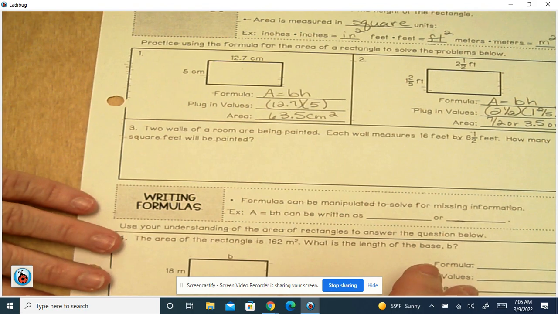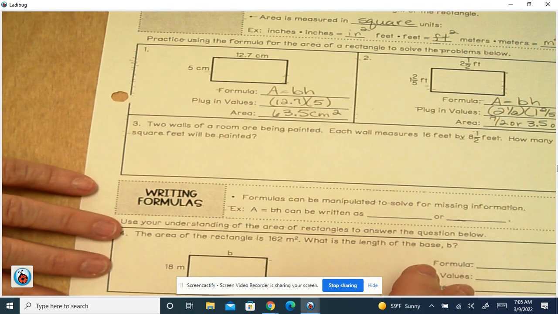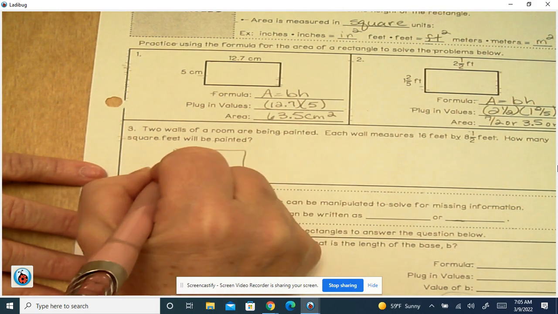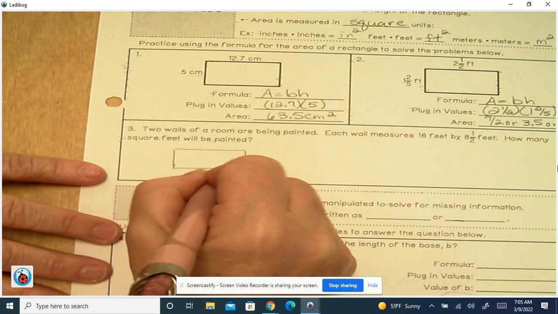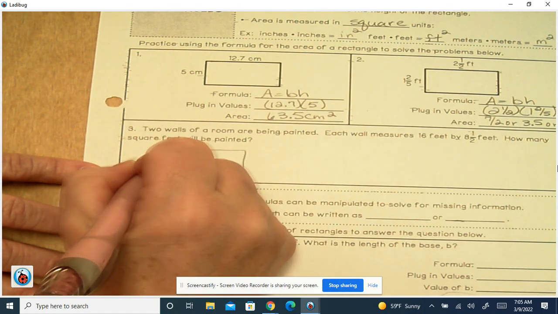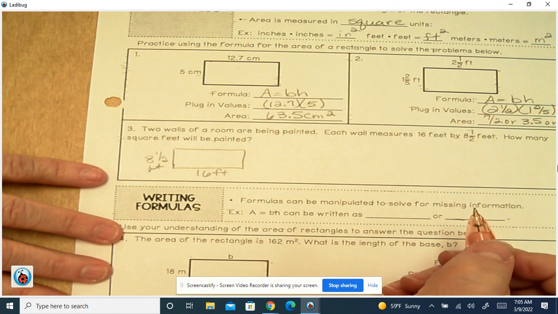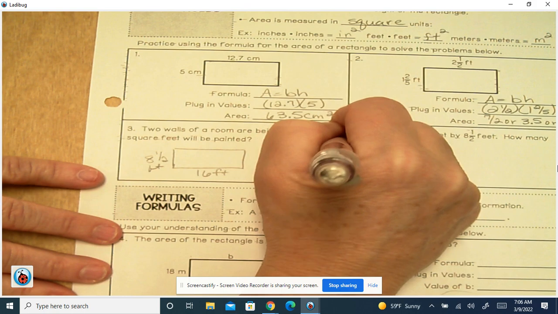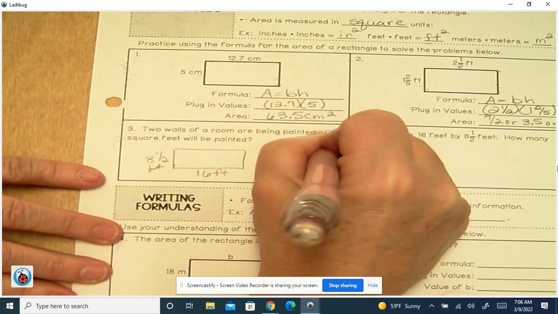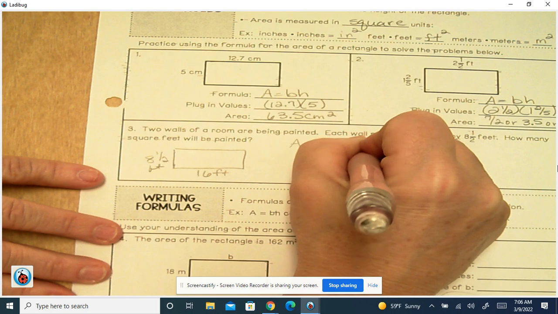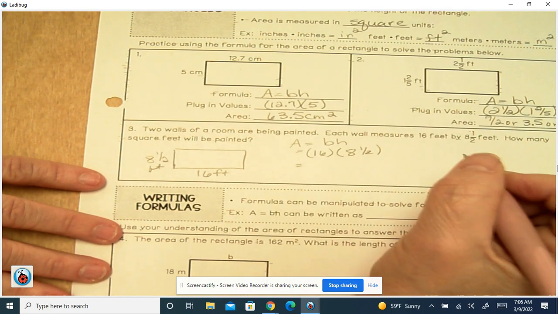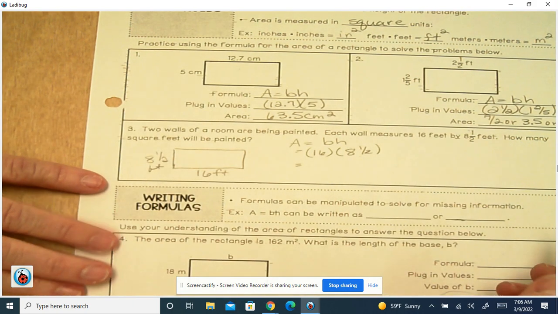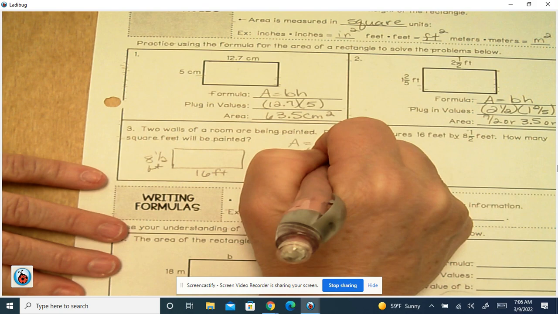Number three. Two walls of a room are being painted, and each wall measures 16 feet by 8.5 feet. So I did my wall, and it's 16 feet by 8 1/2 feet. How many square feet will be painted? So we've got our formula, area equals the base times height, where the base is 16, the height is 8 1/2. And once again, you'll use alpha and y equal for this, or change it to a decimal, 8.5. And when you multiply those together, you get 136.